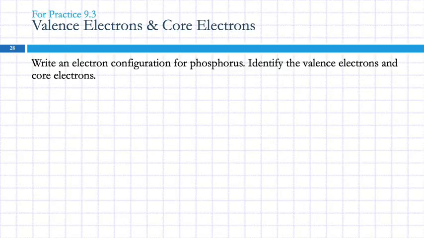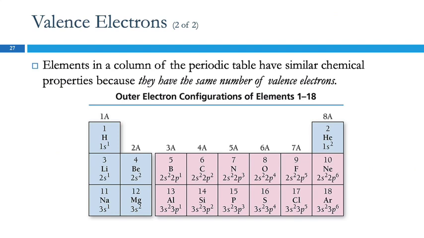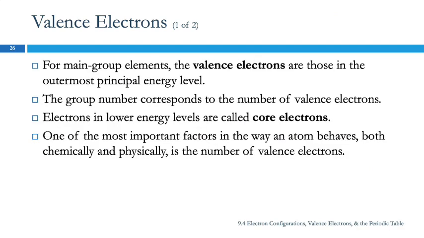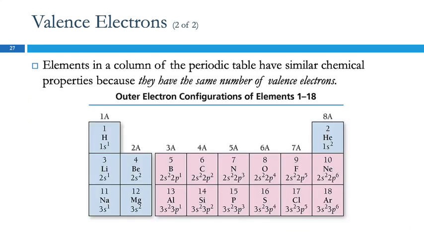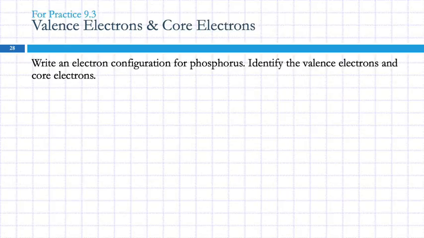Okay, write an electron configuration for phosphorus, identify the valence electrons, and core electrons. I forgot to mention the core electrons. They're back here. So we have the valence electrons. Those are in the highest level or the highest floor of the hotel. The core electrons are the other electrons, so all the ones in the lower levels or the lower floors.